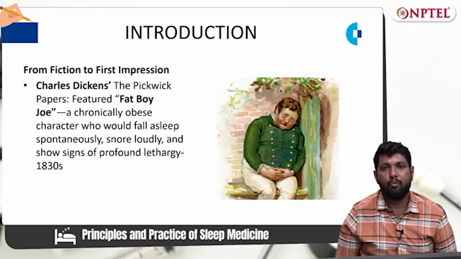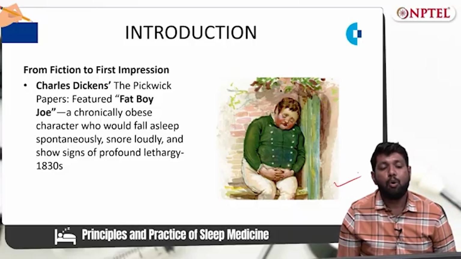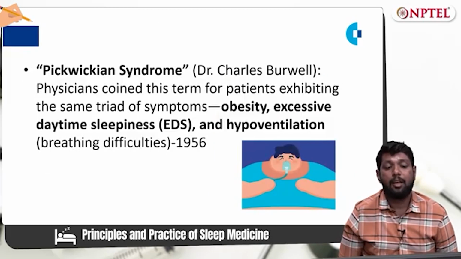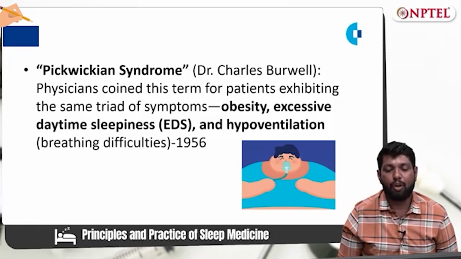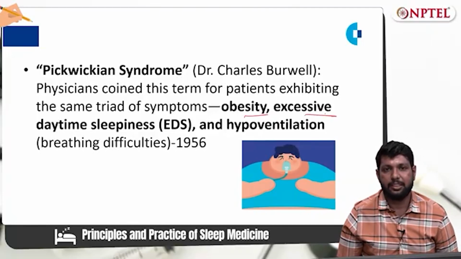Introduction. The history of OSA dates back to the 1830s, where Charles Dickens in his paper The Pickwick Papers featured a fat boy Joe, a chronically obese character who would fall asleep spontaneously, snore loudly and show signs of profound lethargy. In 1956, Dr. Charles Burwell described a terminology called Pickwickian syndrome, where there is a classical triad of obesity, excessive daytime sleepiness and hypoventilation.